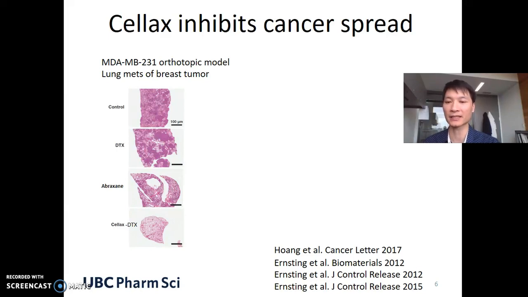And next is Abraxane. There's some improvement in terms of the cleanness of the lung, indicating reduction of the tumor nodules in the lung. But look at the final group, Cellax. The lung is very clean, indicating Cellax can inhibit cancer spread.